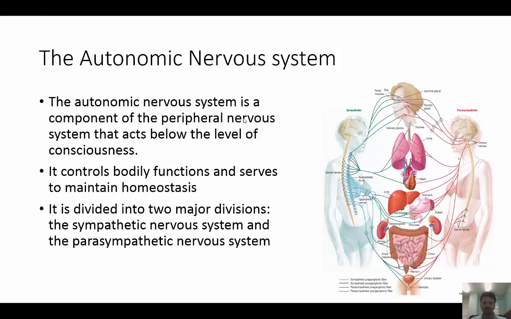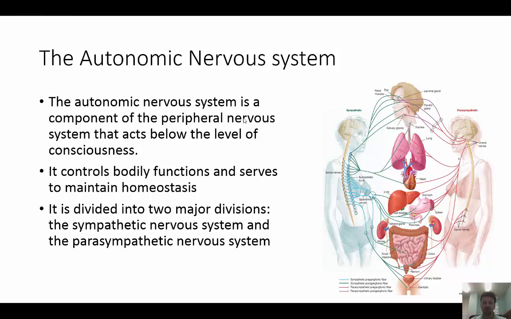Now, the autonomic nervous system is a component of the peripheral nervous system that acts below the level of your consciousness. That's why it's called autonomic. And so those examples I was just describing to you, the process of dilation of your blood vessels after you've eaten a meal, or constriction of those going to the gut and dilation of those going to the muscles when you're about to run a race. All of those processes are taking place inside of your body and you are not aware of them. It is acting below the level of your consciousness.